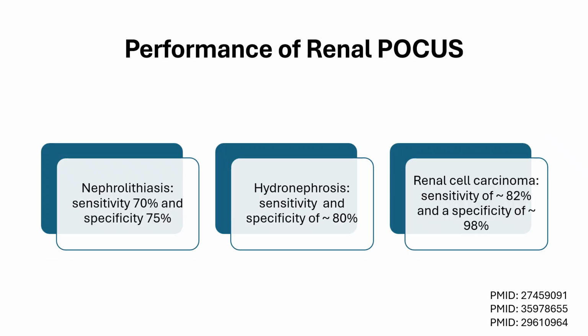So what about the performance of renal point-of-care ultrasound? It has a sensitivity of about 70% and specificity of about 75% for kidney stones, sensitivity and specificity of approximately 80% for hydronephrosis, and sensitivity of approximately 82% and specificity of approximately 98% for renal cell carcinoma.